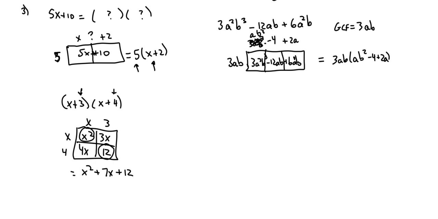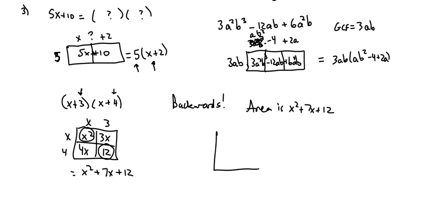What happens with factoring is that we're going to go backwards. And instead of being given the two brackets, we're going to be given that the area is x squared plus 7x plus 12. And we've got to figure out what goes around it. So I'm going to draw the area model. I know that the x squared has to sit here, so this must be x and x. I know that the 12 has to be here, but I just don't know what goes there.